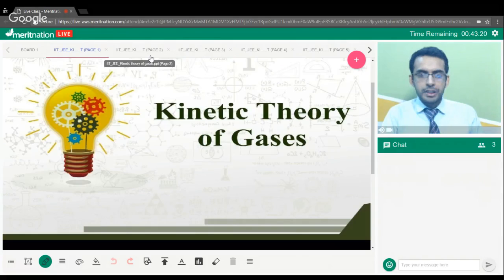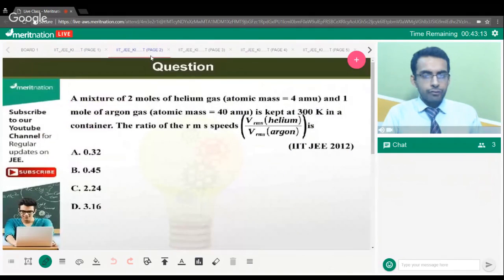Now let's see the first question, and with the first question I will tell you the related concept. The first question is: a mixture of 2 moles of helium gas, its atomic mass is 4 AMU, and 1 mole of argon gas, its atomic mass is 40 AMU, are kept at 300 kelvins in a container. The ratio of RMS speeds.